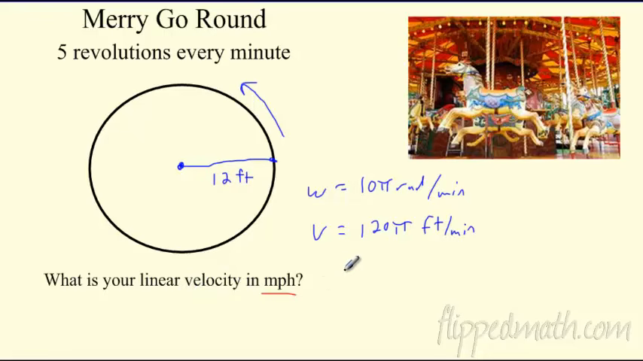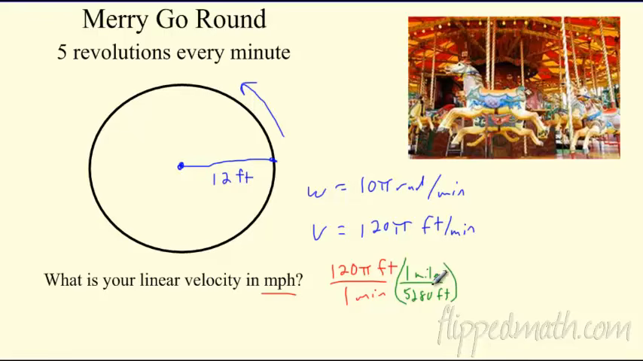So what do I have to do? There comes that dimensional analysis. Woo! I knew we'd use it. Right now I'm at 120 pi feet per minute. I want to convert this bad boy to miles per hour, so let's go ahead and do that. I'm going to convert what? I think we said 5,280 feet is 1 mile.